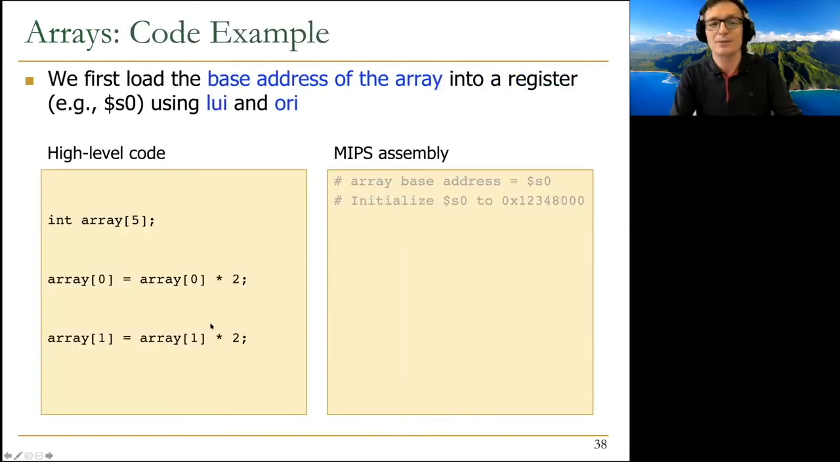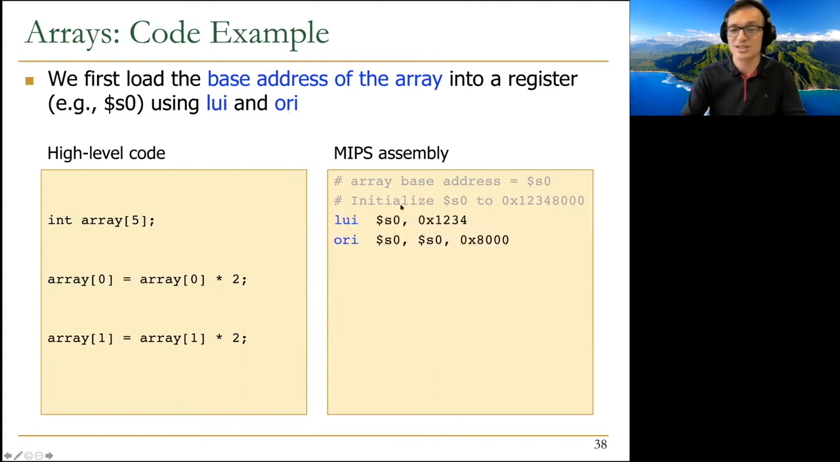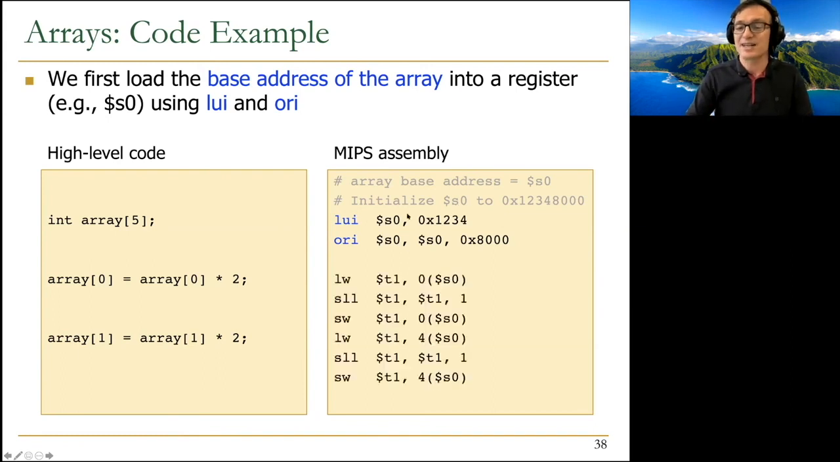So let's take a look at how we manipulate arrays. Basically, if you want to manipulate an array, we first load the base address of the array into a register using LUI and ORI. As you can see over here, we're going to assume that that's the base address of the array. Now the base address of the array is in S0, and we're going to use things that we have seen earlier. So if you want to get element 0, we calculate the address as base address plus offset 0. If you want to load element 1, we calculate the address as base address plus 1 times 4 bytes per word. That's why this offset is 4. And then you can do the multiplication and the store.